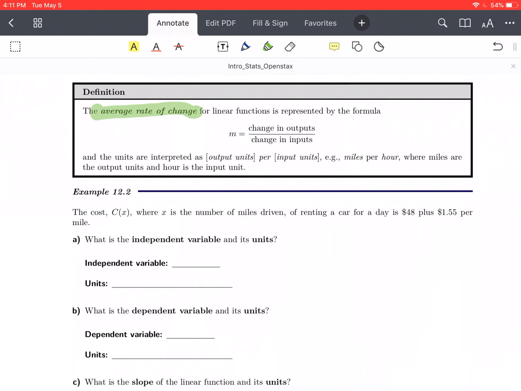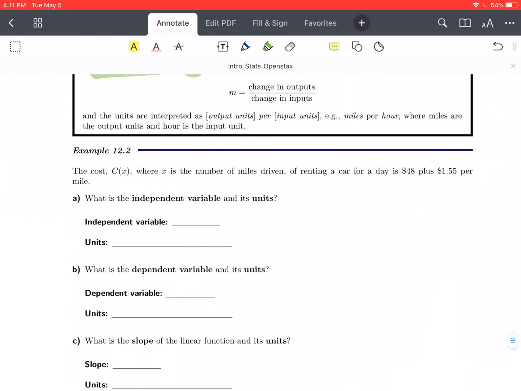So let's look at this example here. The cost C of x, where x is the number of miles driven, of renting a car for a day is $48 plus $1.55 per mile.